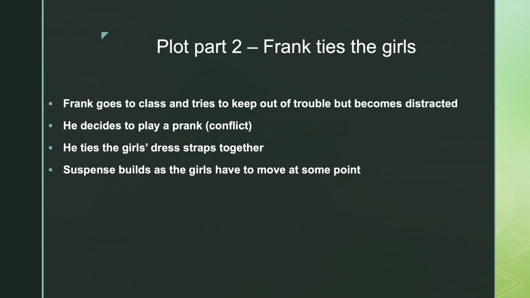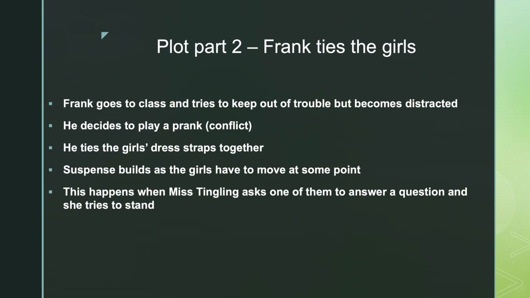Now, the reader is going to be held in suspense because the reader is now waiting to see what is going to happen. Anytime you find yourself waiting to see what is going to happen, you have entered the suspense zone. So the suspense builds as we know that the girls have to move at some point, right? Eventually, and I won't go into details with what happens in terms of leading up to the girls having to move, go read it.